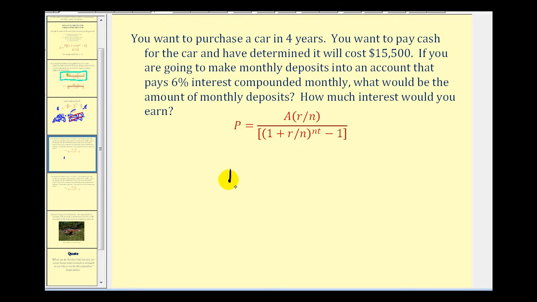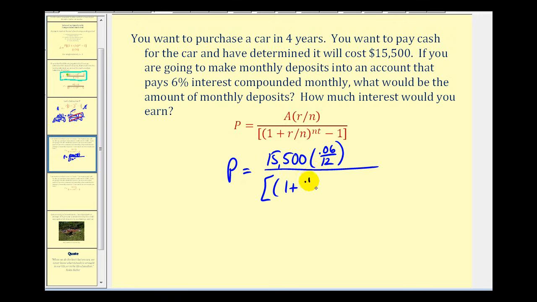So in this case, our monthly payment P, required to reach our financial goal of $15,500, which is A, multiply this by r over n, where r is our interest rate, so 0.06, divided by n, which is the number of compounds per year. It's monthly, so n is 12. And we'll divide this by 1 plus 0.06 divided by 12, all raised to the n times t power. We just said n was 12. T is time in years, and we're saving for 4 years. So it's 12 times 4 minus 1.